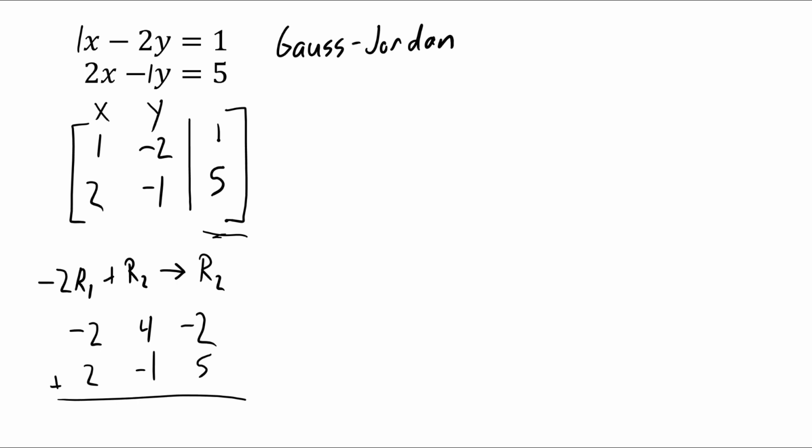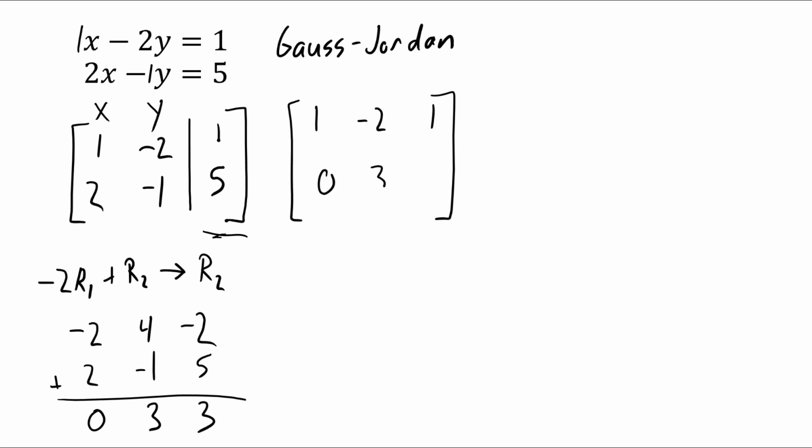All right, when we add those together, we're going to get 0, 3, and 3. And so that's our new row 2. So we'll rewrite our matrix: 1, negative 2, 1, 0, 3, 3.